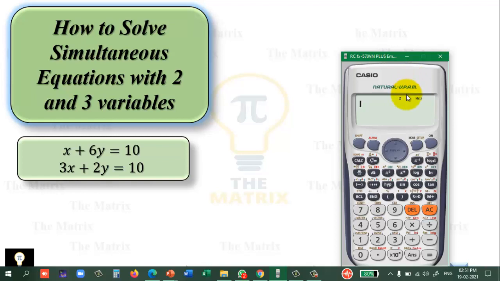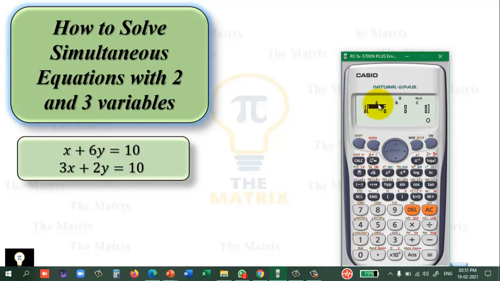For that purpose, we need to go in mode. Then you can see equation mode is at number 5. So click on 5. You will get different types of equations. First is for two variables, second for three variables, third for quadratic equations, and fourth for cubic equations. So here we require the first type, that is equation in terms of two unknowns x and y. So we will choose 1.